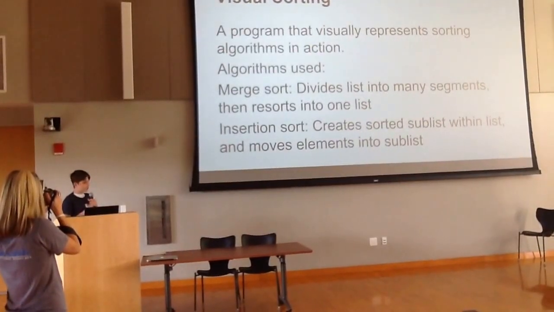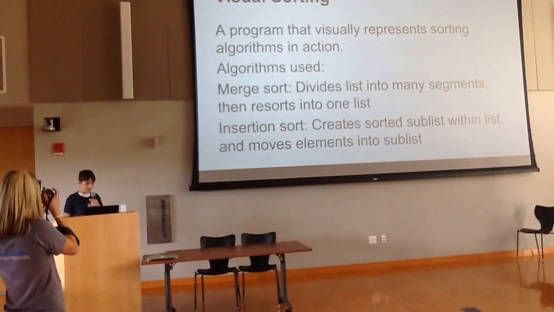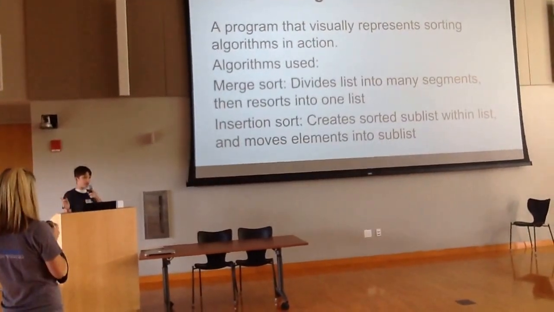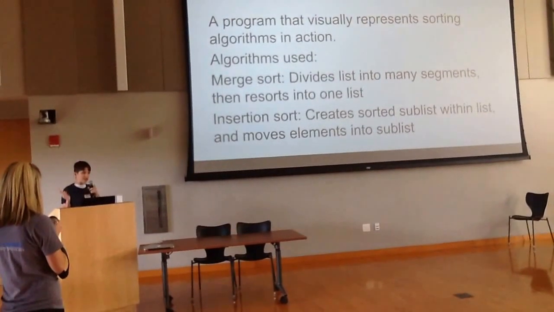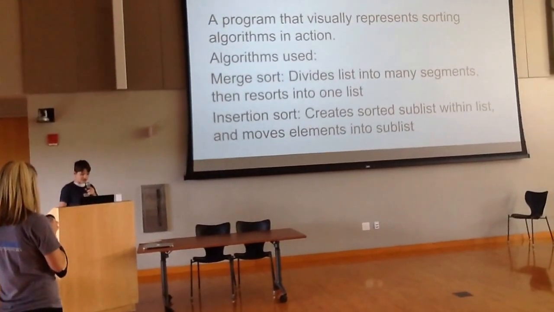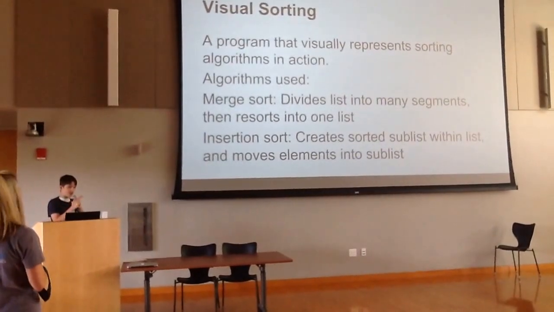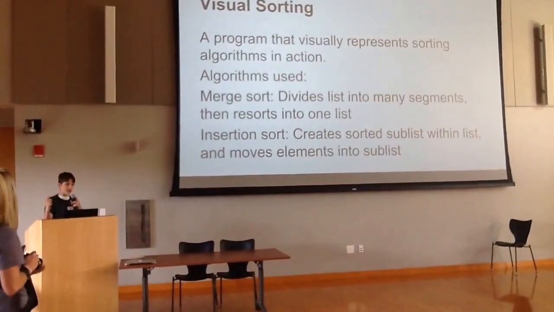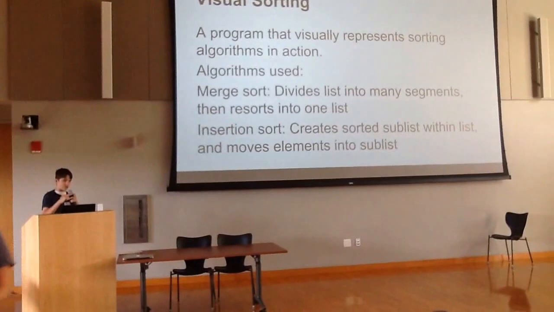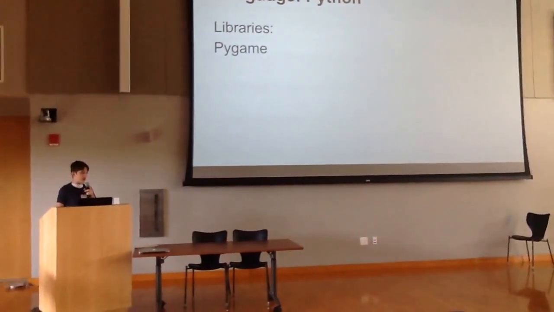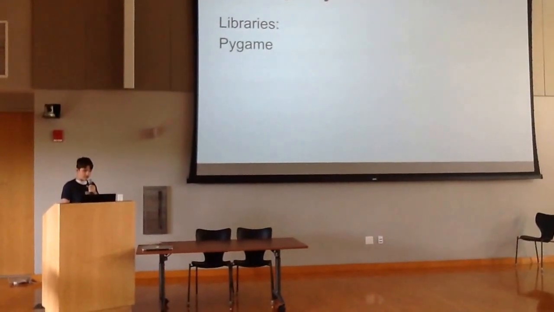I programmed two algorithms for this: merge sort, which takes a list of numbers, divides it into many, many lists, each with one number in them, and then sorts them back together into one sorted list. And insertion sort, which creates a sublist within the list that is sorted and moves the elements from the unsorted list into the sorted one. I use Python and Pygame for the visual part.